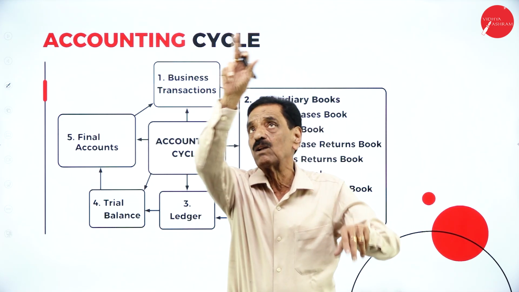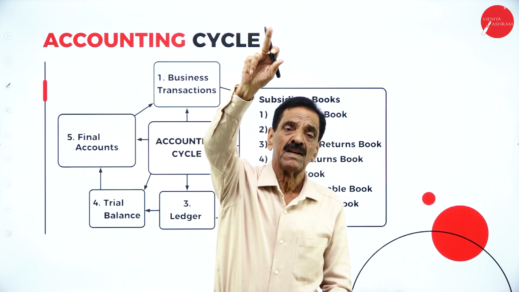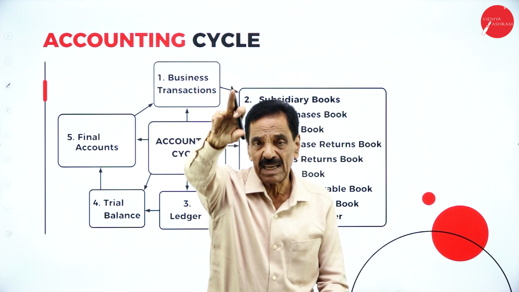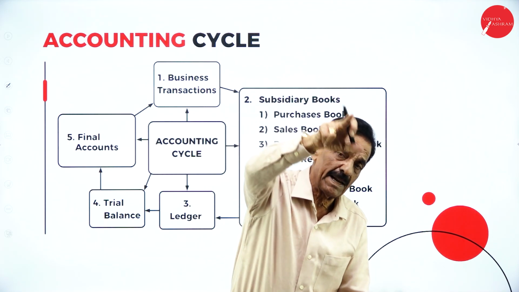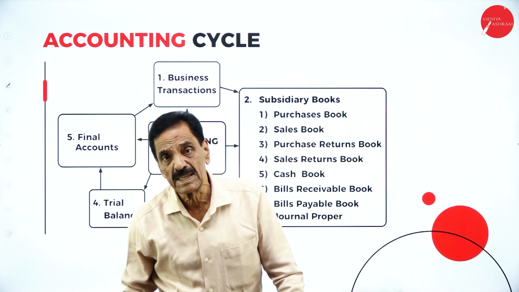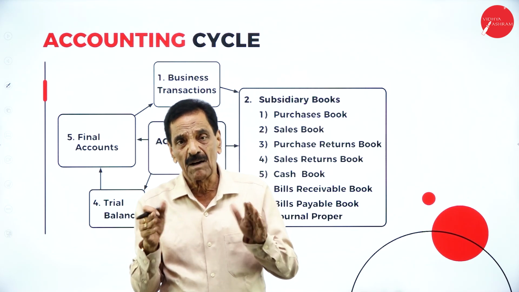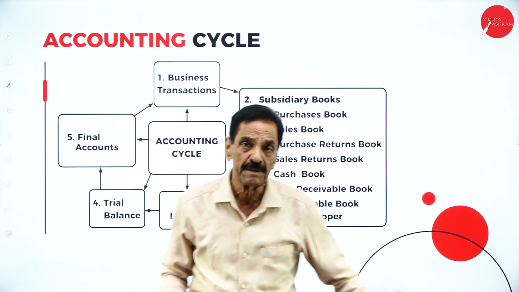How does the business cycle go? First, a transaction starts with the journal, journal to ledger, ledger to trial balance, and then to final accounts. Final accounts contain the trading account, the profit and loss account, and a balance sheet.